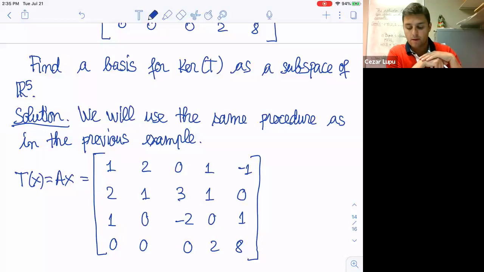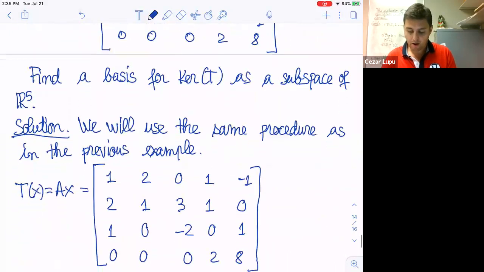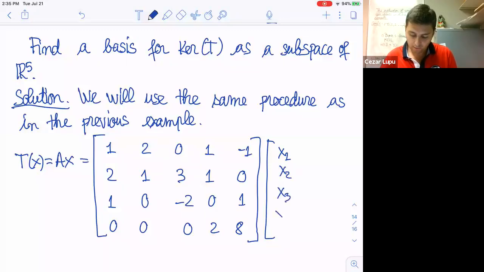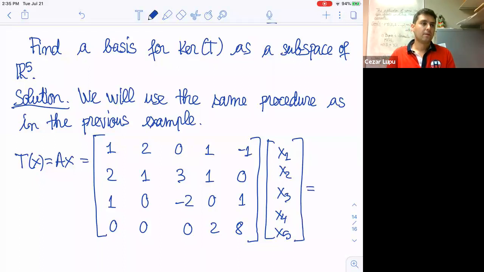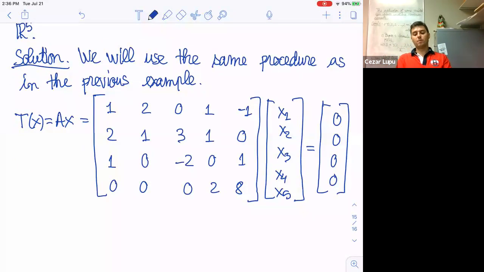Okay. And I have to multiply this by a vector in R5. Pay attention here, which will be x1, x2, x3, x4, x5. And this will be the vector 0, 0, 0, 0 in R4. Okay, so that's what we have to do.